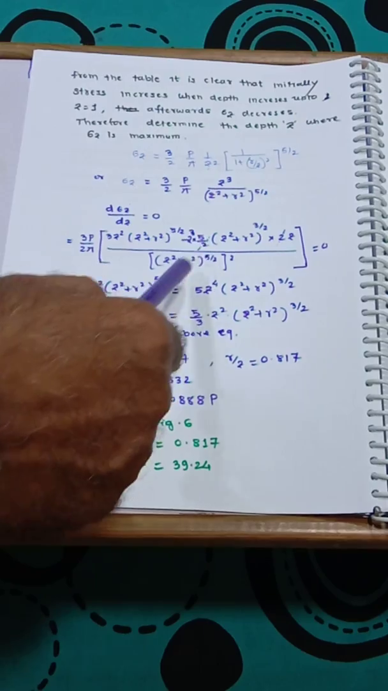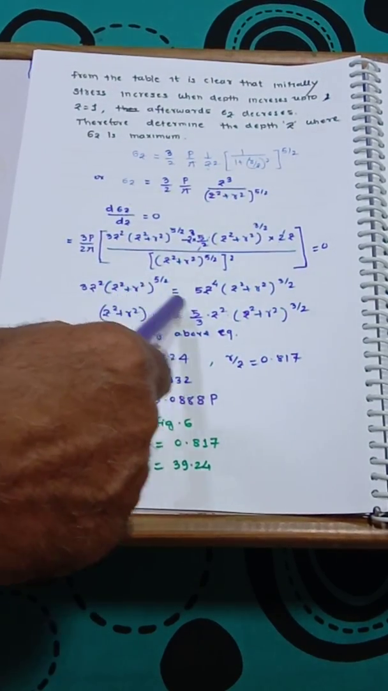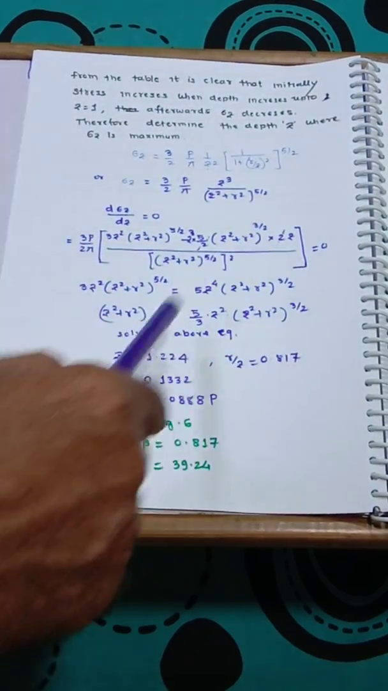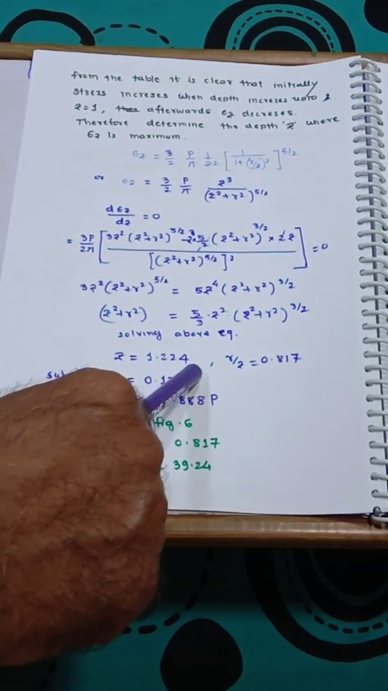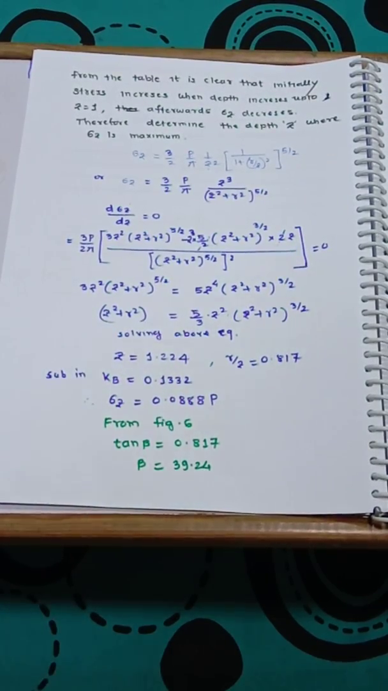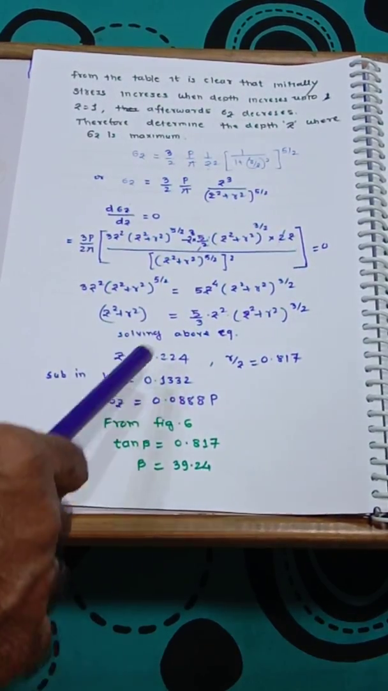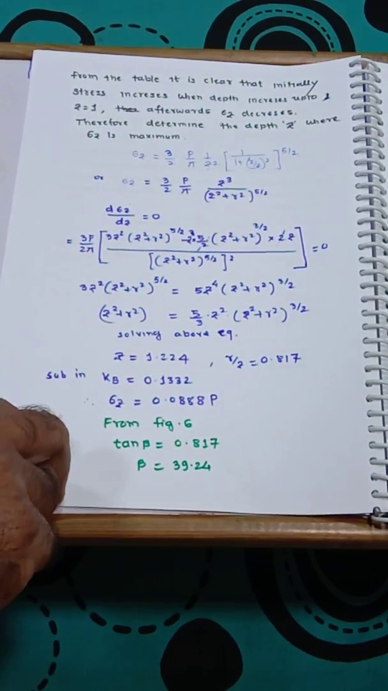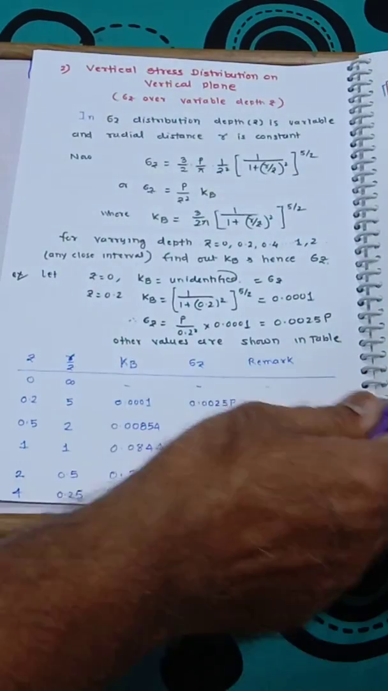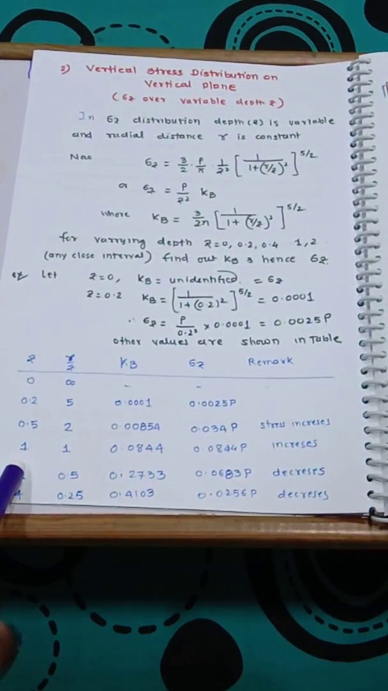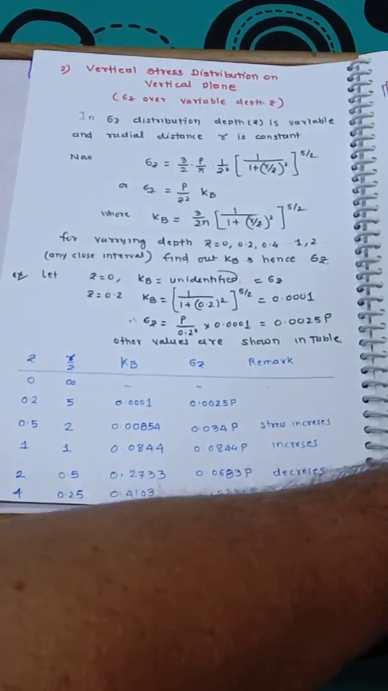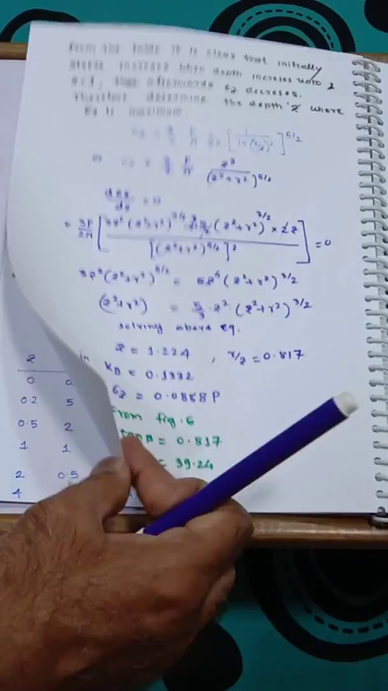So simplifying this, cancelling the common power of Z, and finally solving for Z, we get Z equal to 1.224. Okay, this is the depth at which sigma Z is maximum between 1 and 2. So in this table, if I substitute 1.224, I get this value as the maximum. You can see the maximum value which is calculated.